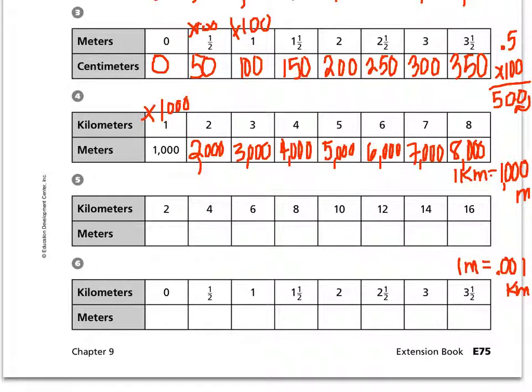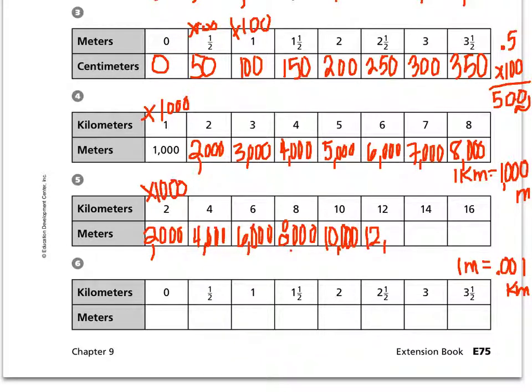For number 5, I'm going to do the same thing, multiply it by 1,000. So 2 would be 2,000. 4 would be 4,000, 6 would be 6,000, 8 would be 8,000, then I have 10,000, 12,000, 14,000, and 16,000. I'm multiplying each number by 1,000.